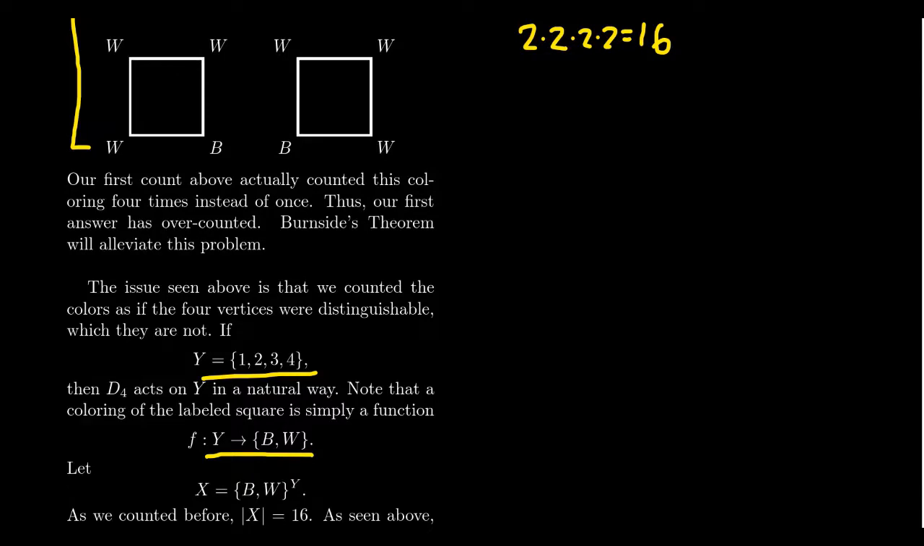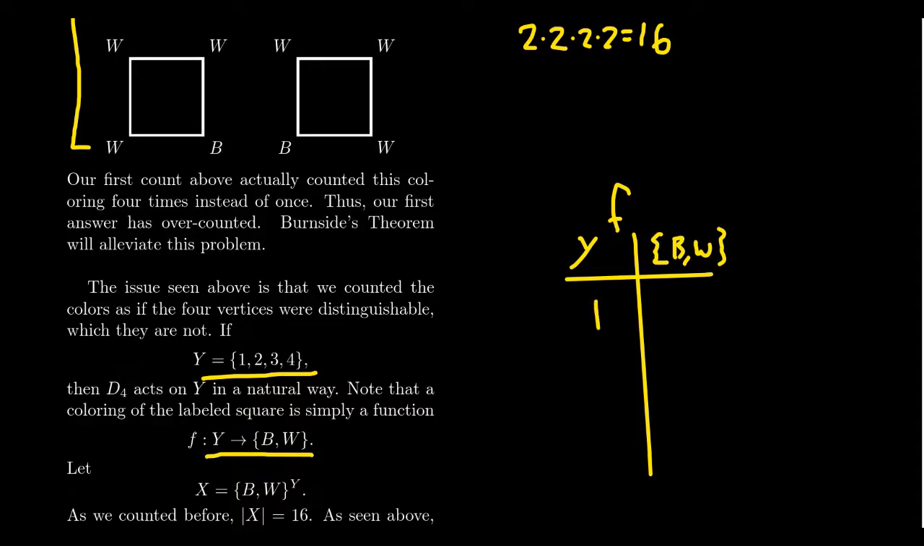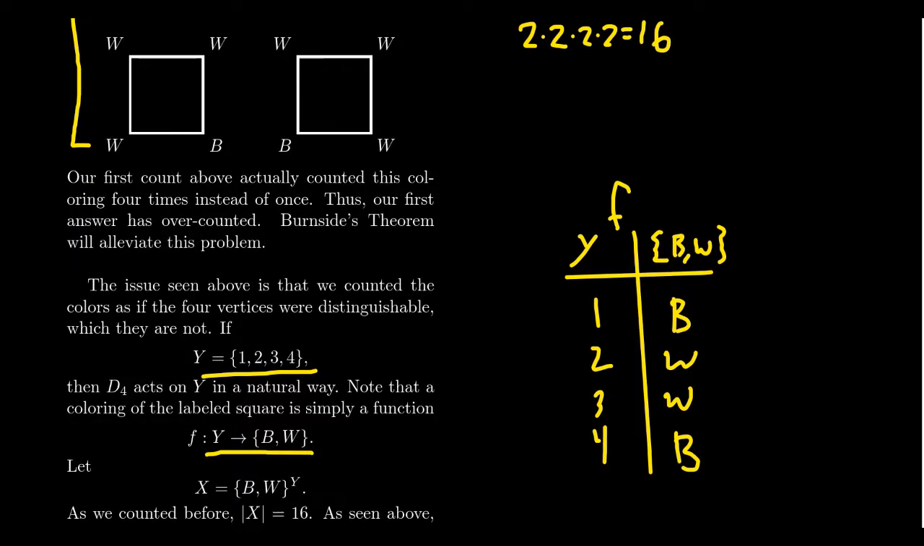So as we think of this function F, you have the vertices over here and black and white over here. We have to make a choice on these vertices. It's like, oh, the first vertex is black, the second one is white, the third one is white, the fourth one is black. Every function is a coloring. It's an assignment of the vertices to a color. So the colorings are what we're trying to look at, the equivalent colorings.